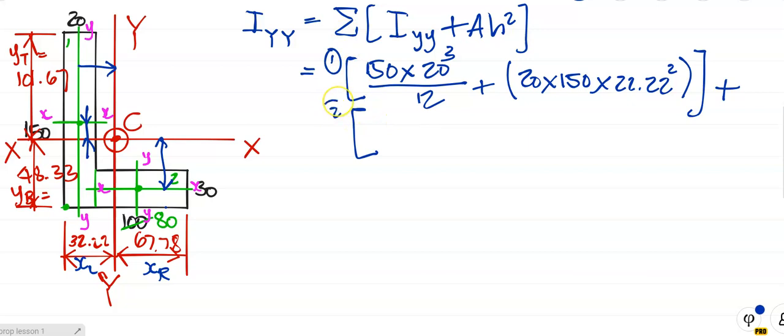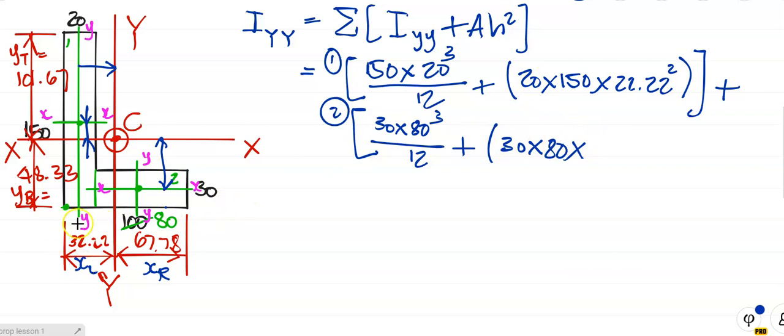And I'm going to do the same for element number 2. The second moment of area for the rectangle is BD cubed over 12. What's B? What's D? B is the side parallel to the axis we take the second moment of area about. So it's 30 times 80 cubed over 12, plus A for area, which is 30 times 80.